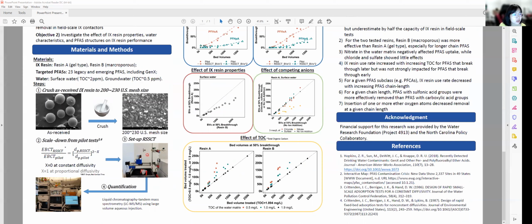The major step of this research starts with crushing the as received ion exchange resin into 200 by 230 US mesh size. Then we scale down the dimensions from the pilot test based on the assumption that the pore and surface diffusivities are constant with the particle size. Then we set up the RSSCT, and the PFAS samples were quantified in triplicate.